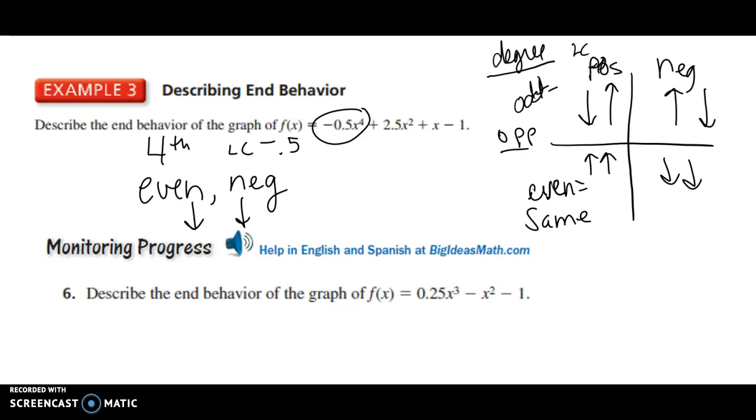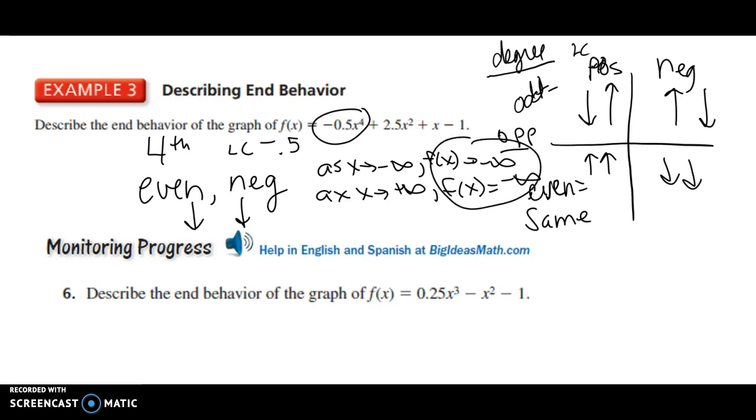Now to write that in proper terms, as x goes to negative infinity, that will be the left side, the function is pointing down, or negative infinity. As x goes off to positive infinity, that would be the second arrow. The function also is going to negative infinity. Notice, because it was an even function, the function's going in the same direction no matter if you're going left or right.